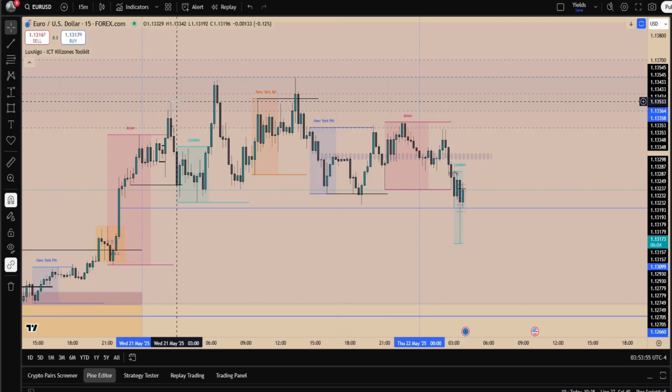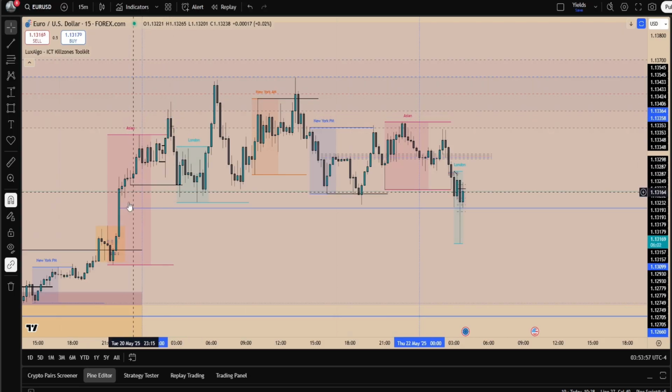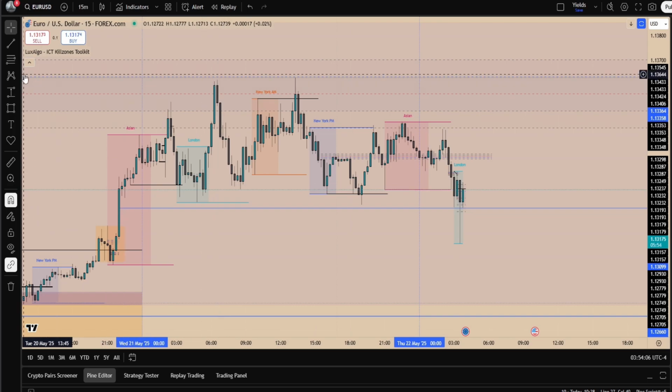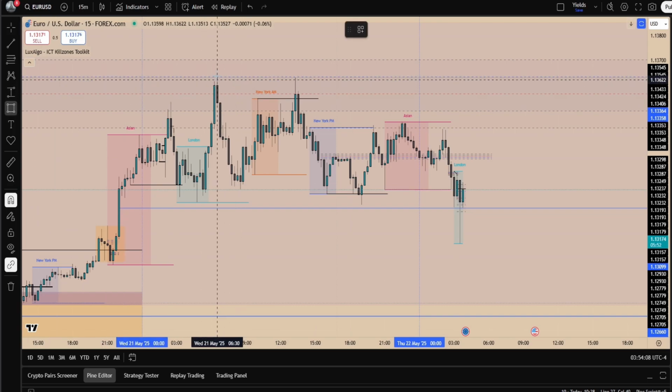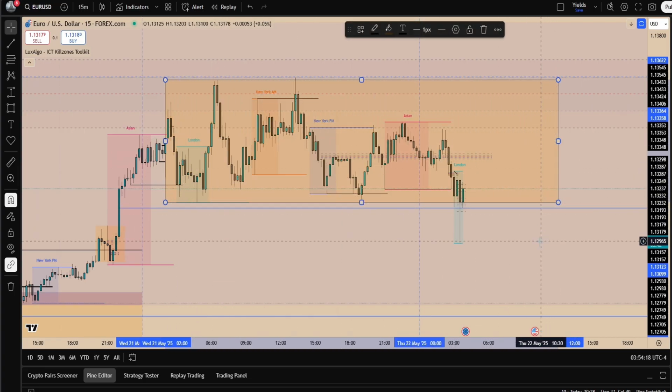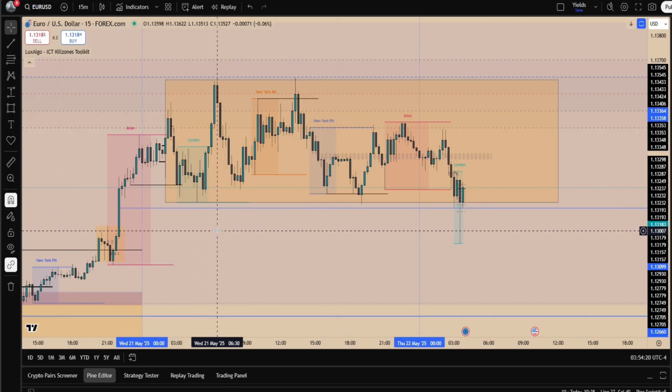The high of that leg as it extends there, this will represent the high of a potential range, and that low will represent the low of the range.